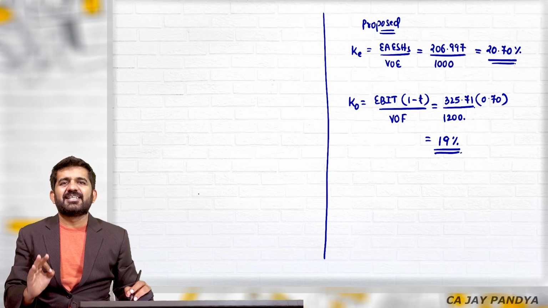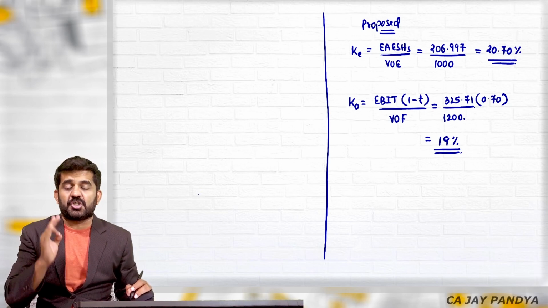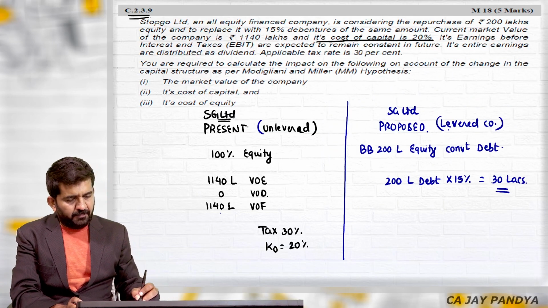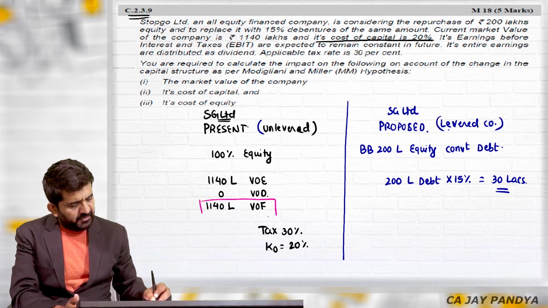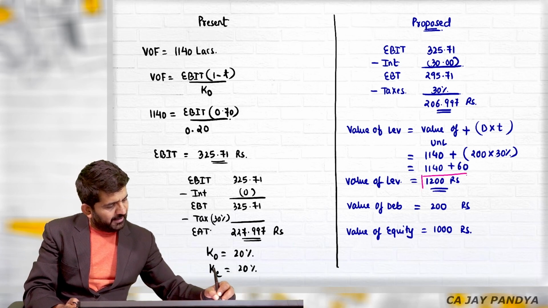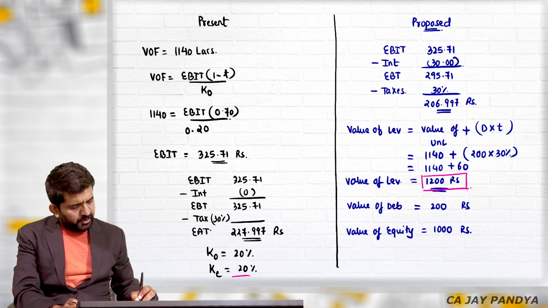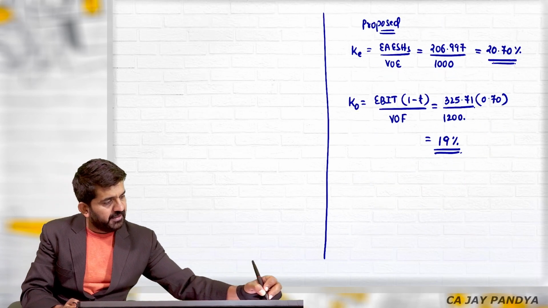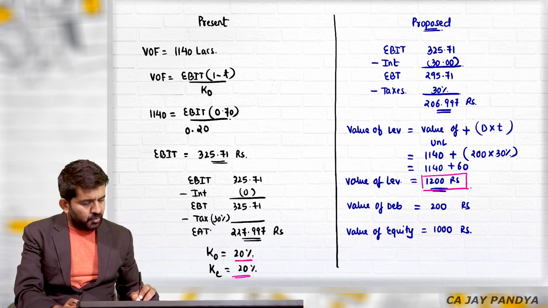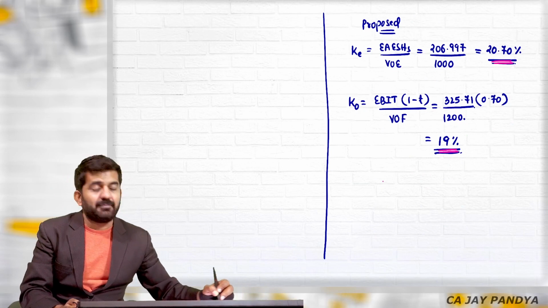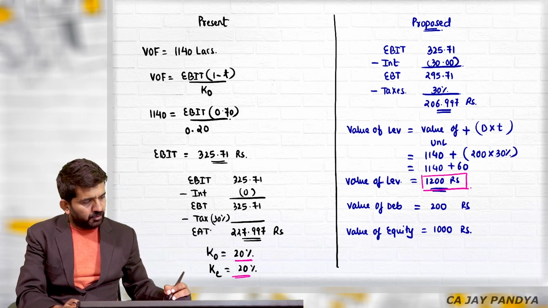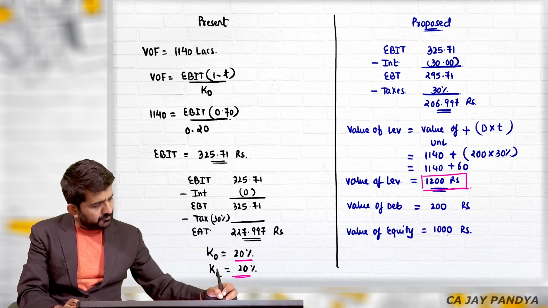This will be the change in scenario as far as the restructured company is concerned. What was the value of a firm before? It was 1140 lakhs. Now the value of the levered firm is 1200. What was KE before? 20%. Now KE will be 20.70. KE will increase because the cost has increased. What was KO? 20%. Now it will be 19% because of the tax benefit and leverage involved. Value of equity has changed.